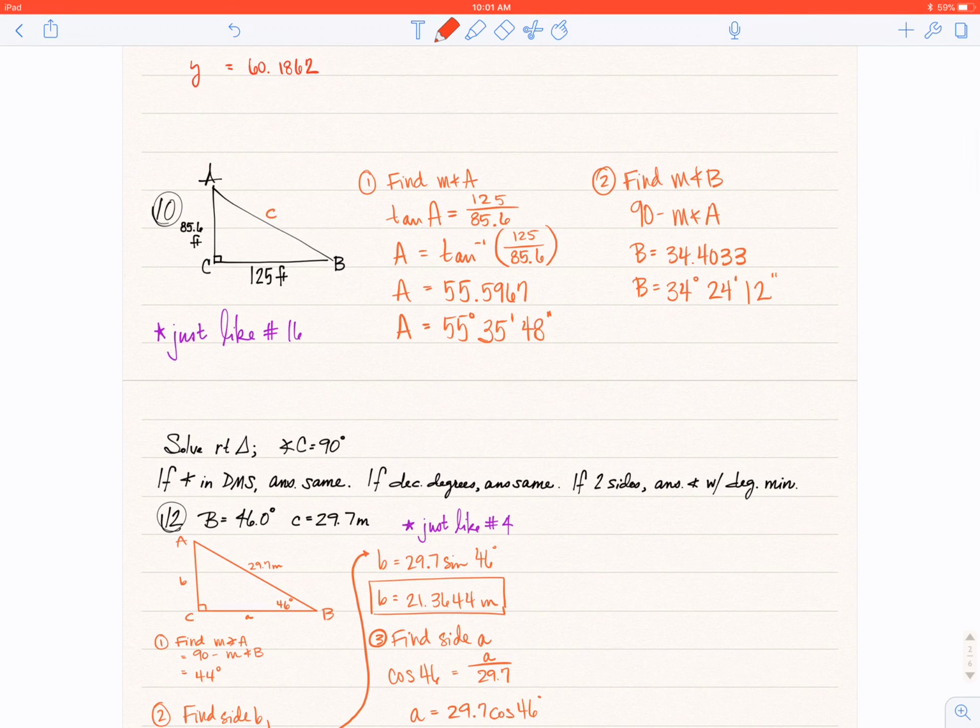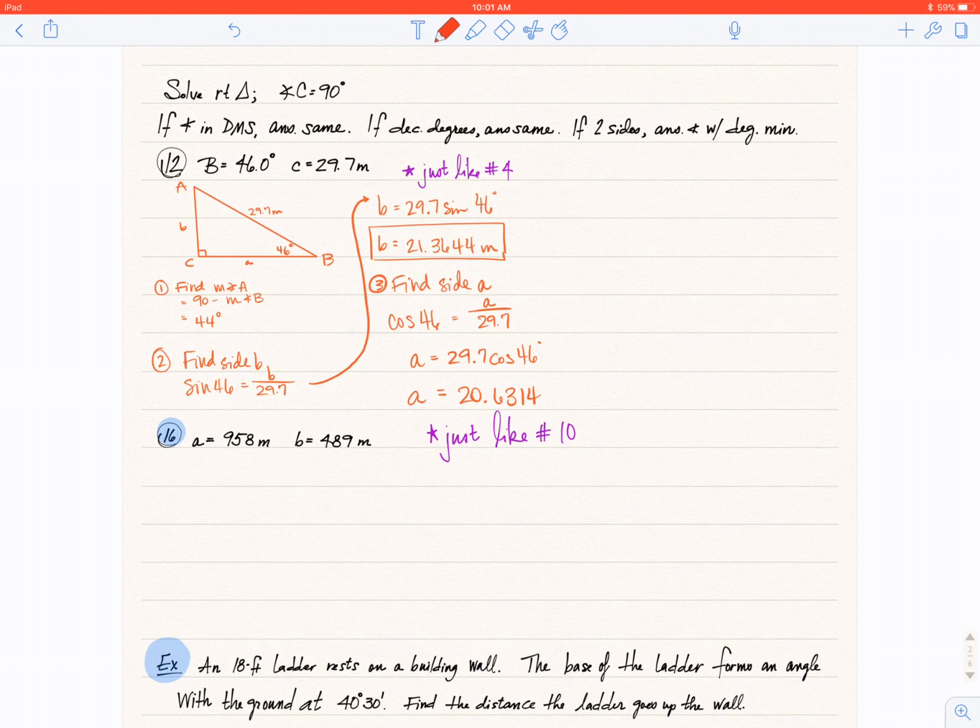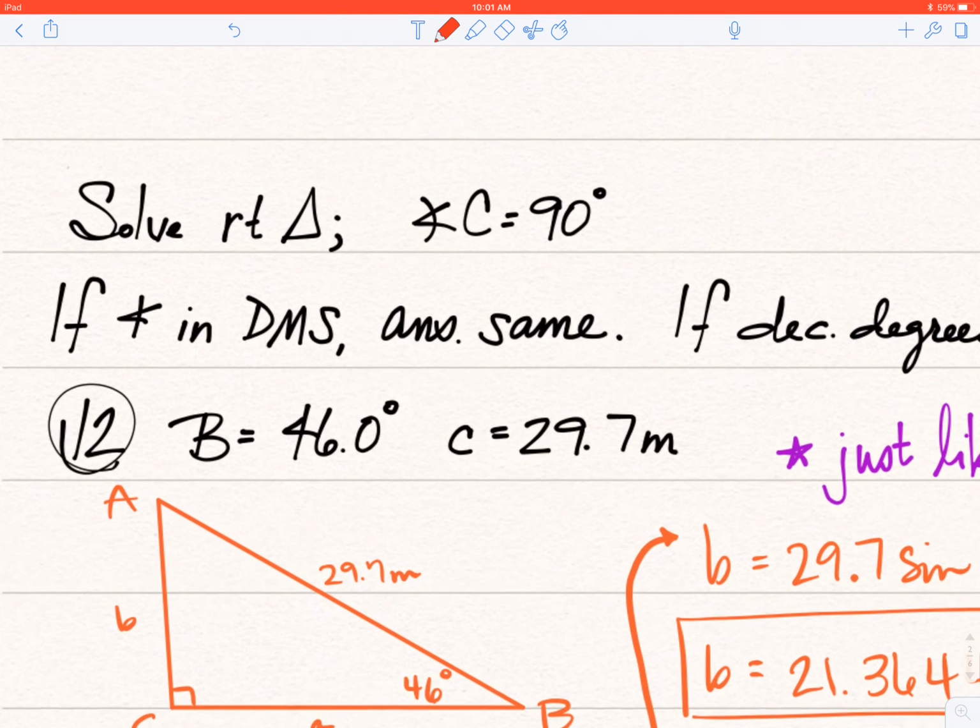Okay, number 10 I'm not going to do because it's very similar to number 16, which is what I'm going to do here in just a moment. Number 12 I'm also not going to do because it's very similar to number 4. So let's go ahead and jump down to number 16. But before I do that, I need to read the instructions. So it says, solve the right triangle. So again, I'm finding everything missing. Angle C is my 90-degree angle.